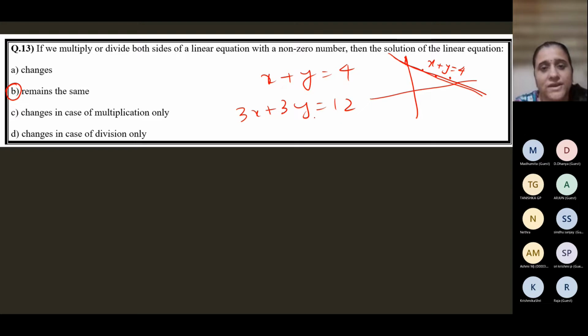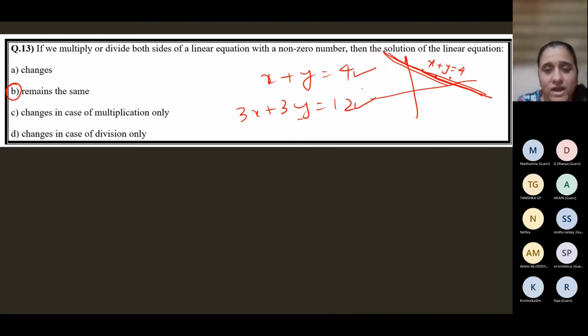Now, when you make the xy table for this equation, 3x plus 3y is equal to 12, and make the graph, you will get the same line. You may get different points to plot, but when you join those 3 points, you'll get the same line. So if it's the same line, all the points on the line will be the solutions of this equation, and they are already the solutions of the original equation. So the solutions will remain the same because you will get the same line.